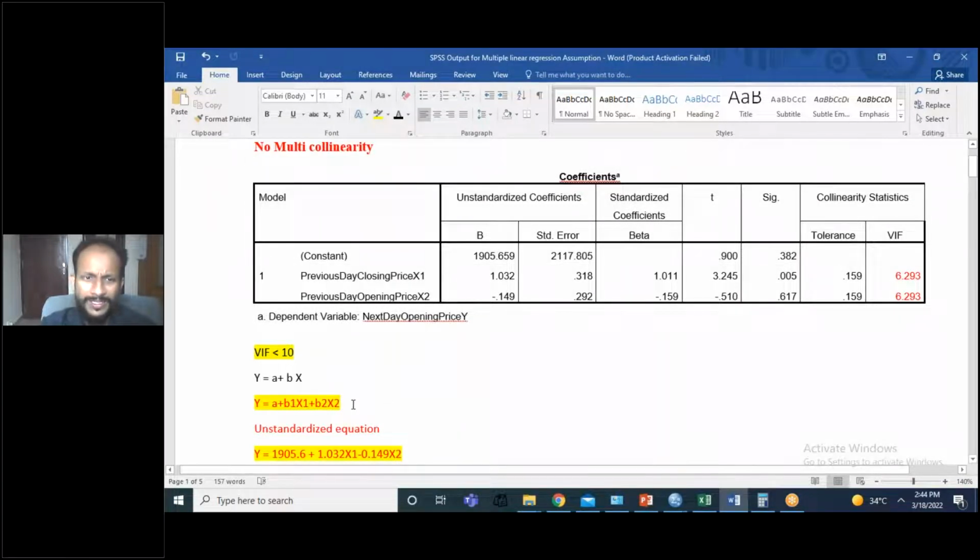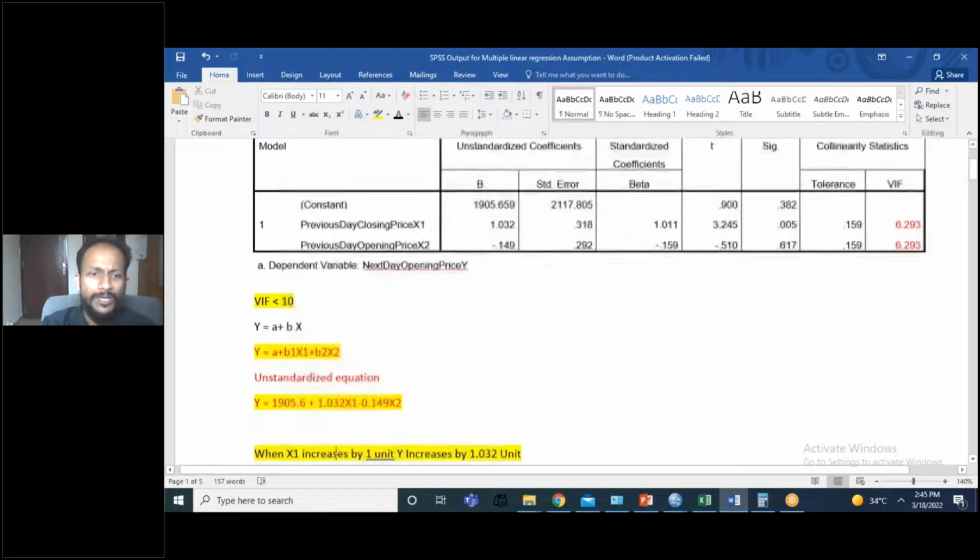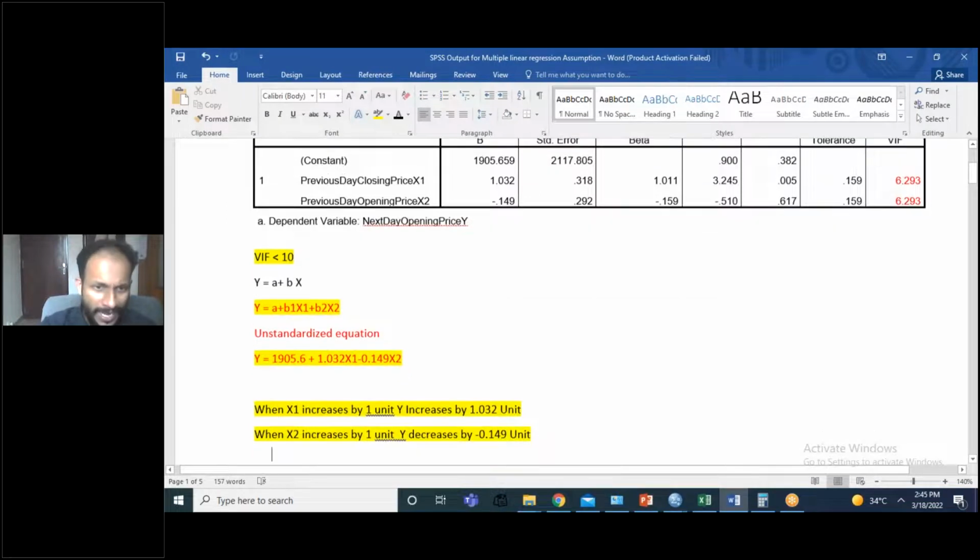What I have done here is that this is the equation for multiple linear regression. Now here A is the constant. So I have mentioned the constant here. What is the constant here? This is the constant, right? And B1 is the unstandardized coefficient of x1, that is 1.03 that I have mentioned here. And the unstandardized coefficient of x2 is minus 0.149, which I have mentioned here. That is how I was able to write the unstandardized equation.